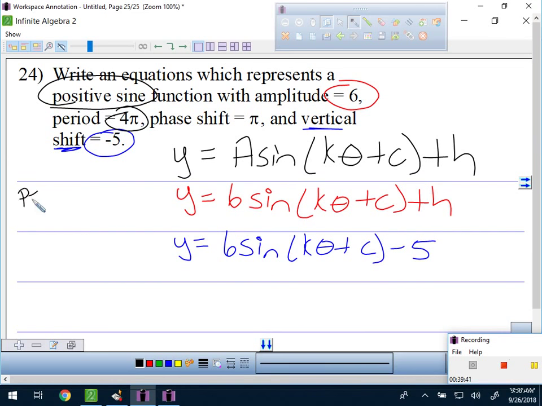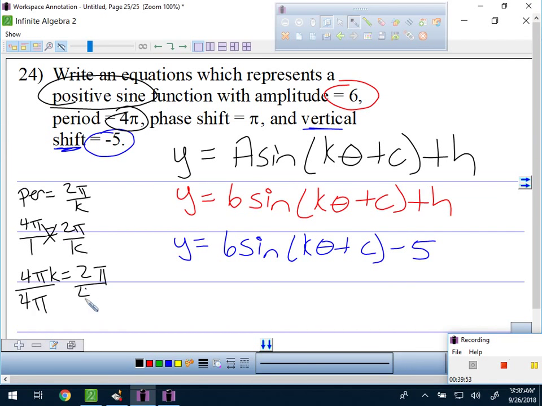So the period is equal to 2 pi over k. My period is 4 pi, equals 2 pi over k. Put a 1 under that, cross multiply, and you get 4 pi k equals 2 pi. Divide by 4 pi, the pi's cross out, so you get k is equal to 2 over 4, which is 1/2. So we got k.